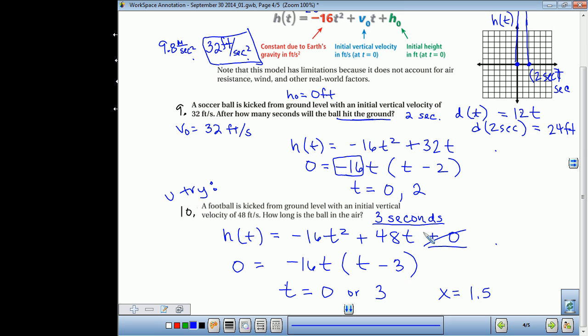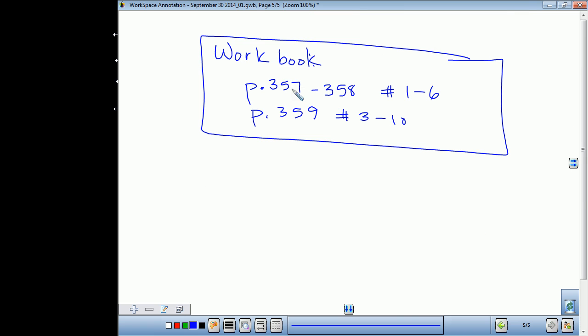Okay, so your homework is out of your workbook. It's page 357, 1 through 6. So you're going to finish that up on page 358. And then page 359, 3 through 10. You have the remainder of class to work on your assignment.